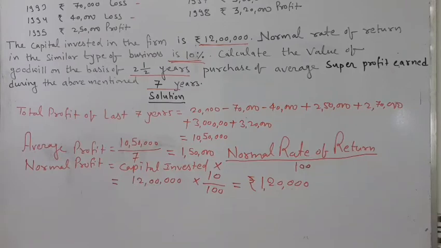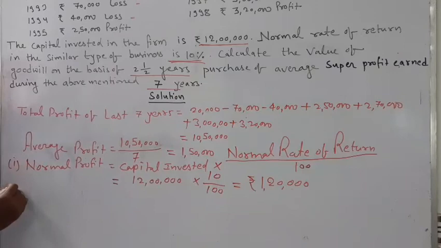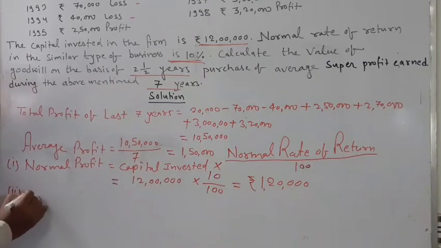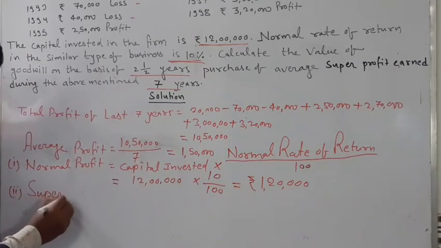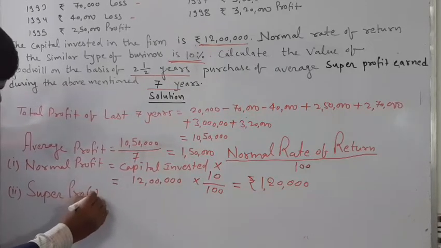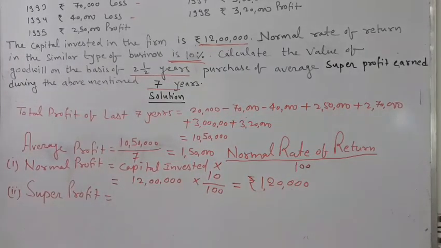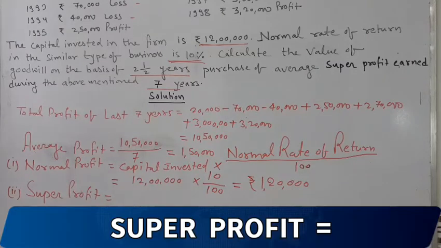Capital invested 1,20,000 into 10 divided by 100, 1,20,000, already calculated. Then we know very well how to calculate the super profit. In the last video you have already written the formula for how to calculate super profit. Super profit, you know very well the formula: actual average profit minus normal profit.